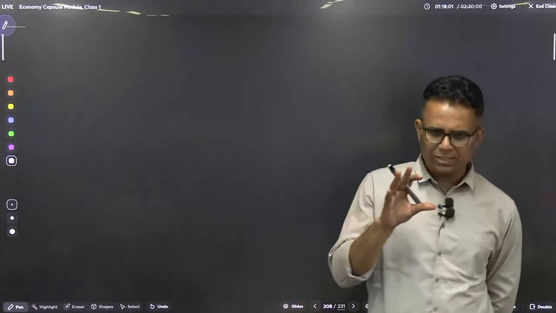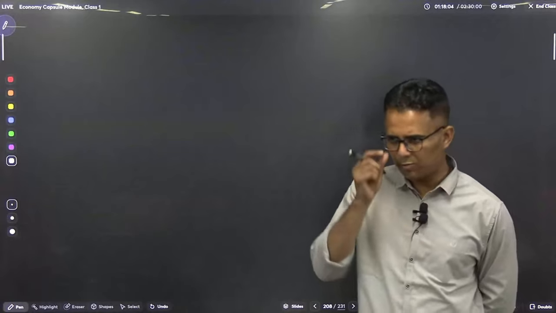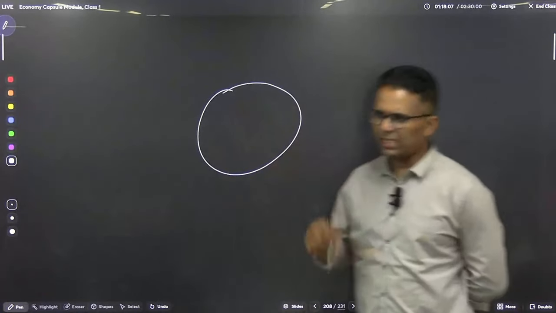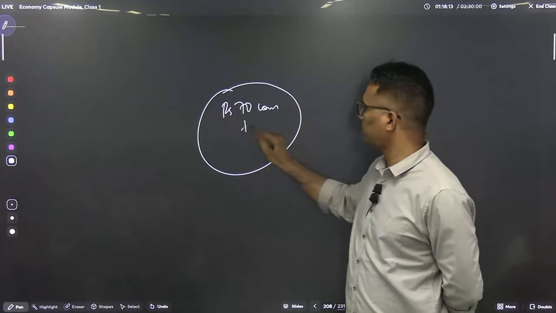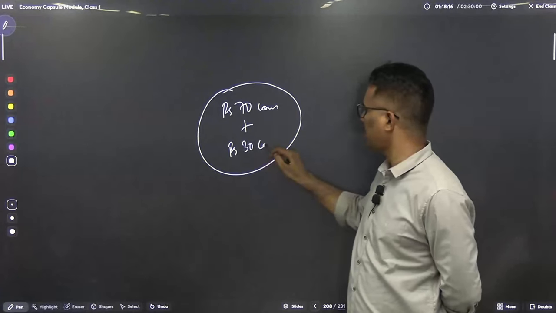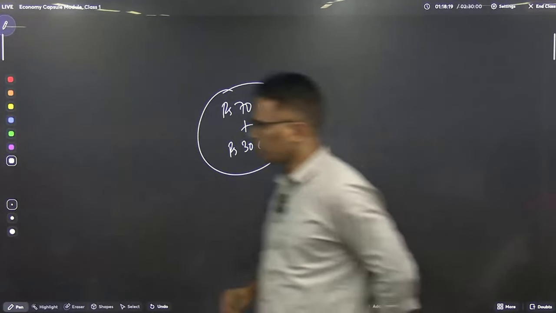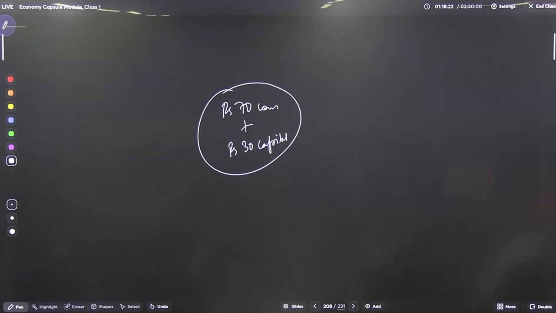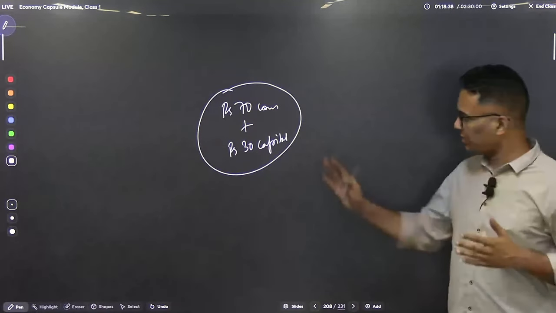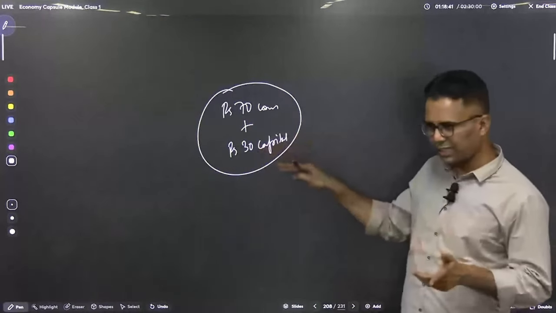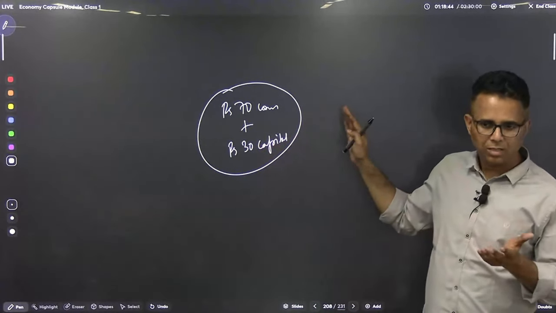So the purpose of investment, are you understanding? The purpose of capital goods is to produce more output. Now see here, suppose in any particular year, rupees 70 of consumption goods are produced plus rupees 30 of capital goods. What is the output? GDP is 100. Investment is 30. If some factory produces this, next year this will also get added. Next year production will be more than 100.